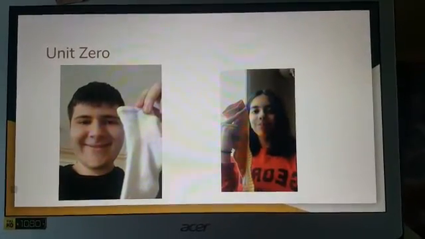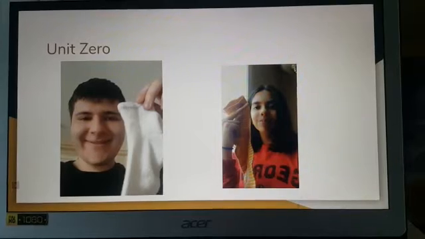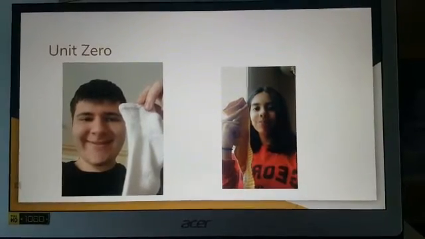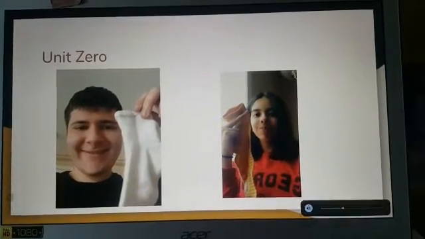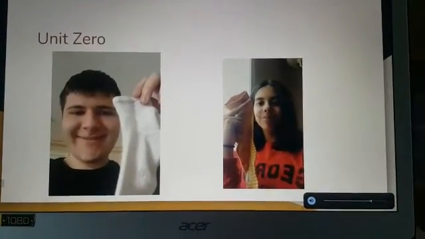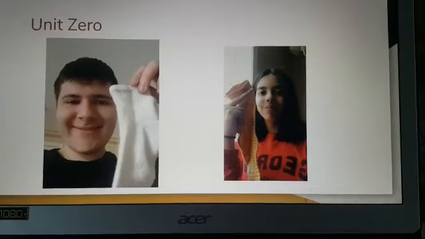Okay, so the item we used was socks, the categorical variable being the color of the sock. We used white socks, which I'm holding, and this colored sock is what Dia's holding. And our quantitative variable was the length of the sock measured in inches with a ruler.